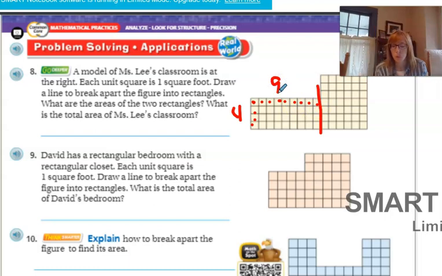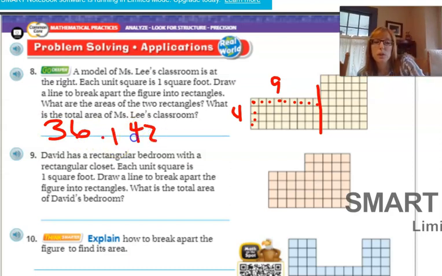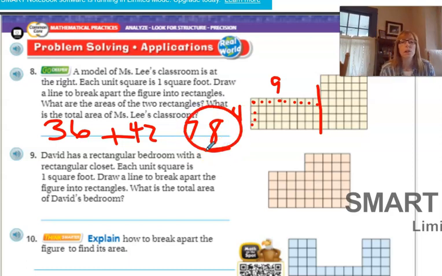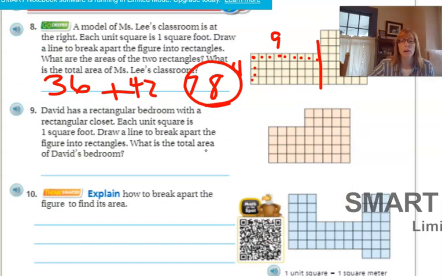So you would have had 36 on one side. And then on the other side, you would have had 42. And you would know that you have to put all those together, and you should have gotten 78 square feet.